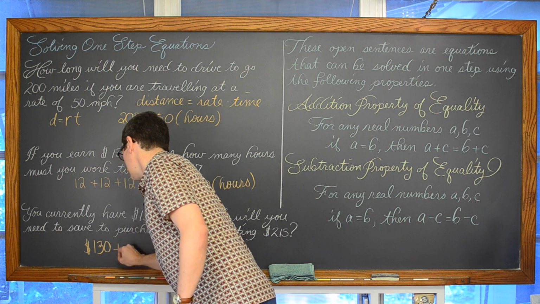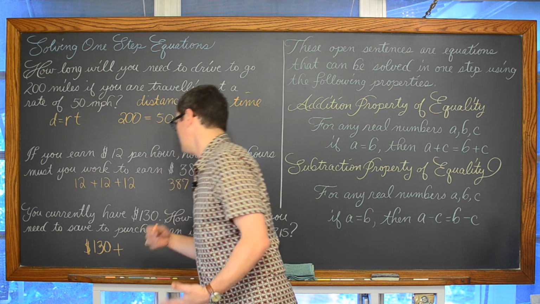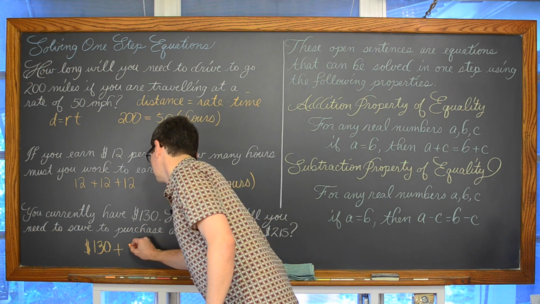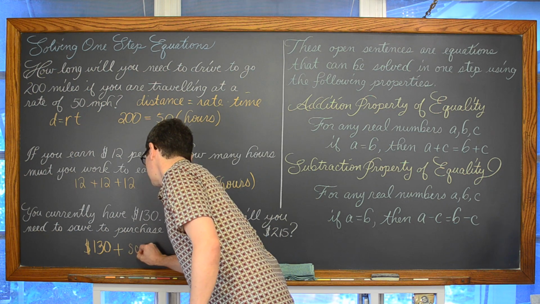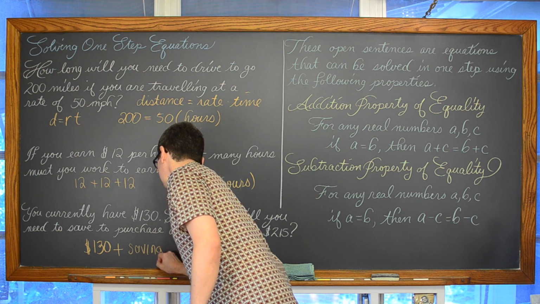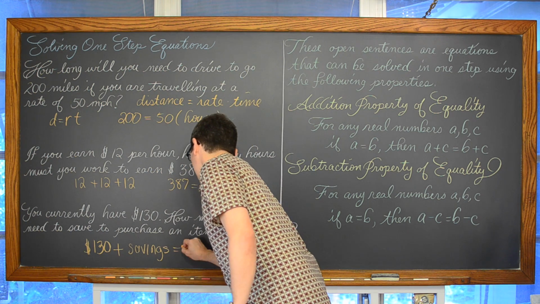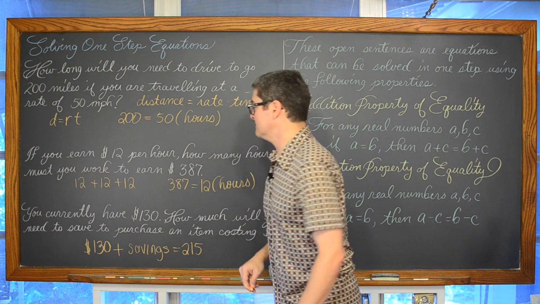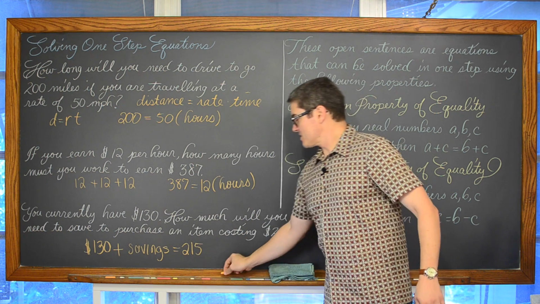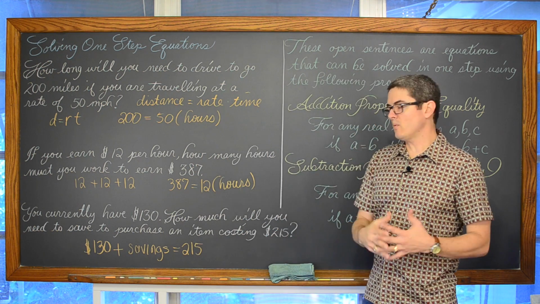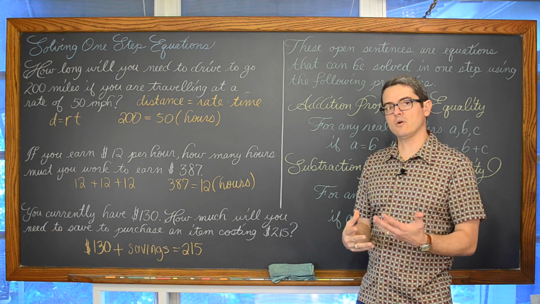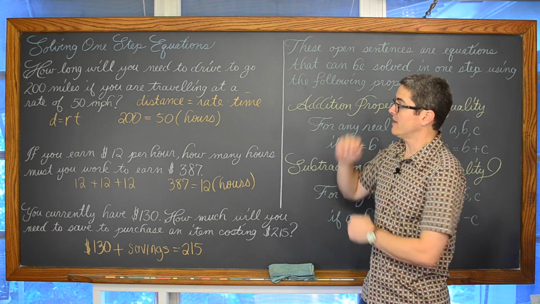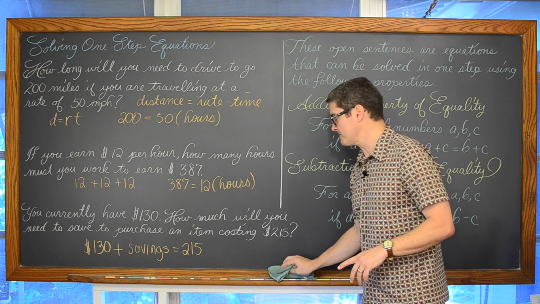$130. I want to add some unknown amount of money. Let's write savings to equal that total of 215. And all three of these examples in orange, I kind of already gave away, can be solved with only one step. And that's what we're doing, solving one-step equations.